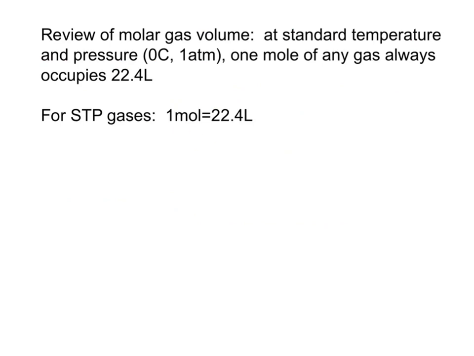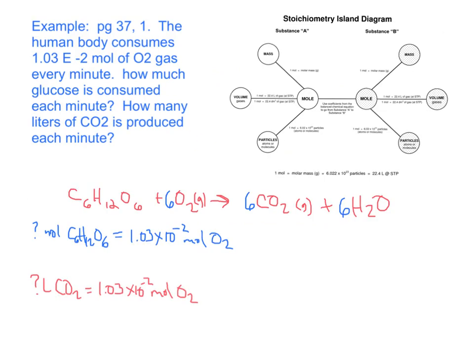Okay, on to an example problem. So for this example on page 37, the human body consumes 1.03 times 10 to the negative 2 moles of O2 gas every minute. How much glucose is consumed each minute, and how many liters of CO2 is produced each minute? So we have a balanced chemical equation, correct? Right, that's right here. Alright. It's already balanced, so this is glucose, C6H12O6, 6 oxygens. You get 6 CO2s and 6 waters.